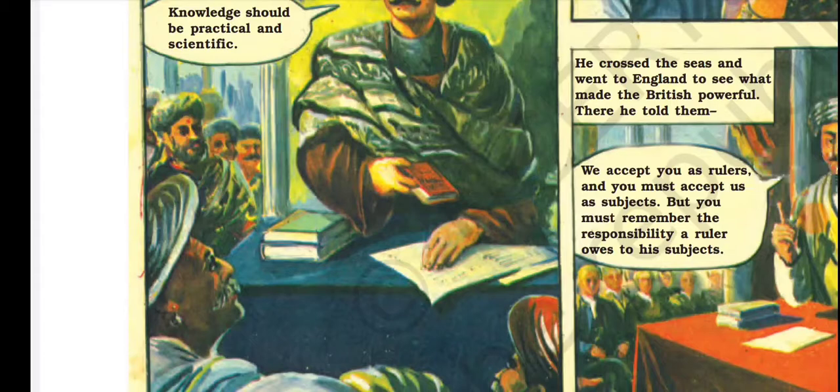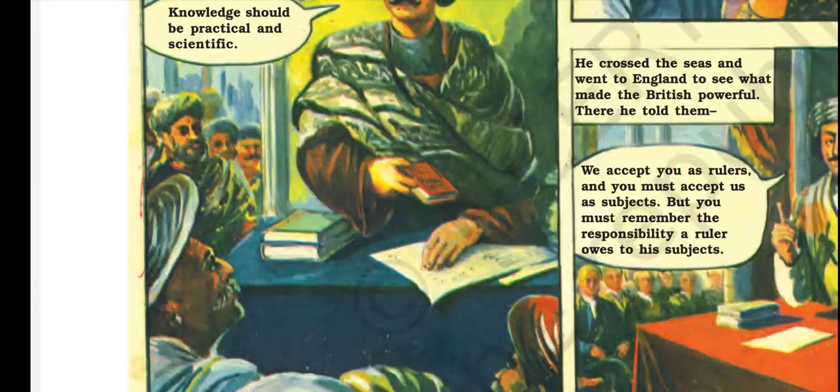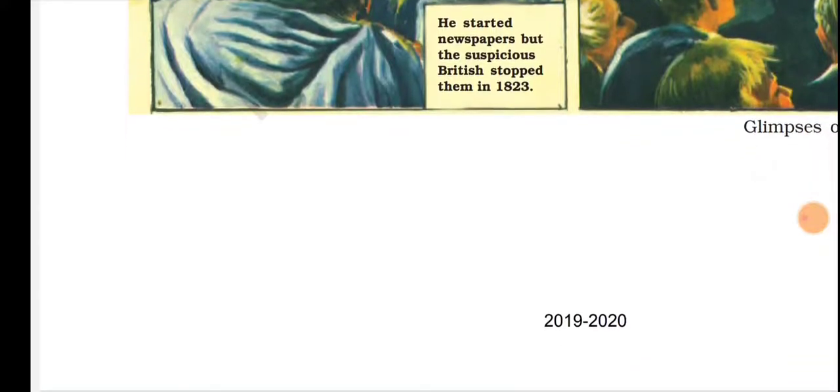So he crossed the seas and went to England, and he wanted to see what has made the British more powerful. So he told the British that Indians have accepted them as rulers. So the Britishers must accept Indians as their subjects, and it is their responsibility to work for the welfare of their subjects, means of the people. He started newspapers, but the suspicious British stopped them in 1823.